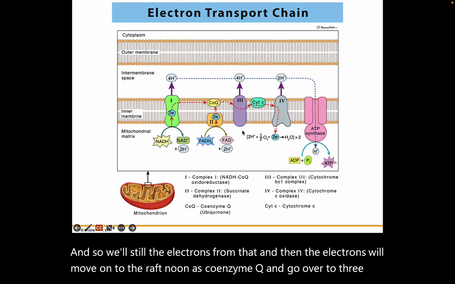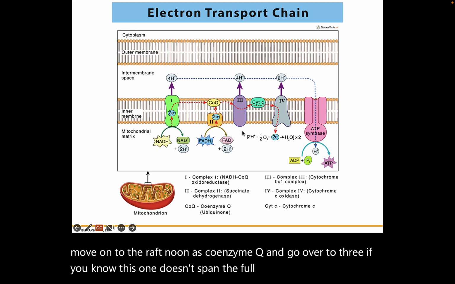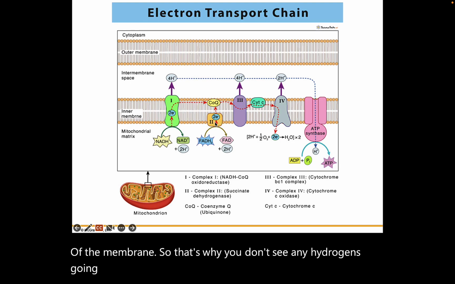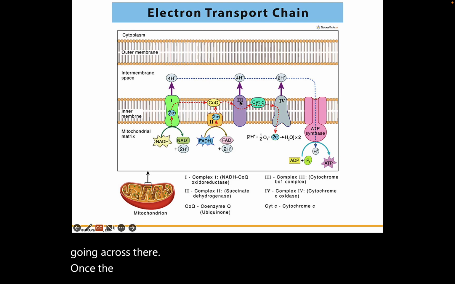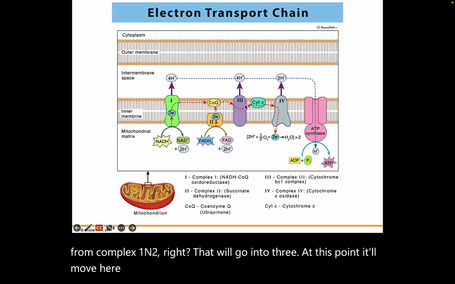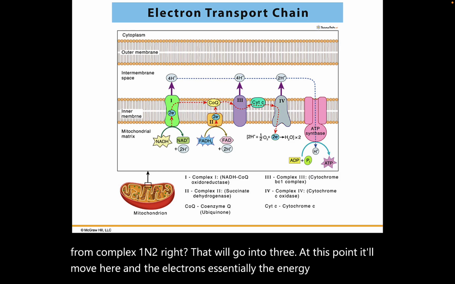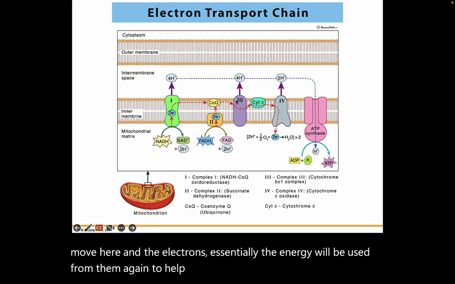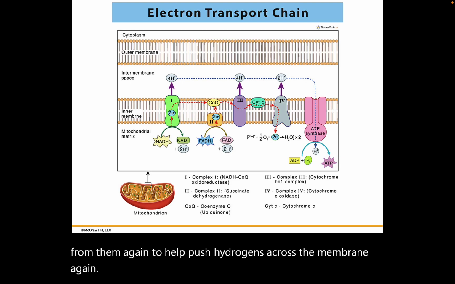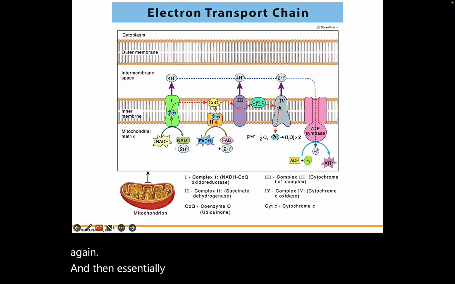If you notice, this one doesn't span the full range of the membrane, so that's why you don't see any hydrogens going across there. Now, once the electrons come over to 3, you'll have them both from complex 1 and 2, right? That will go into 3. At this point, it'll move here, and essentially the energy from the electrons will be used again to help push hydrogens across the membrane again. And then essentially it'll get to complex 4, which is the last one in the electron transport chain.